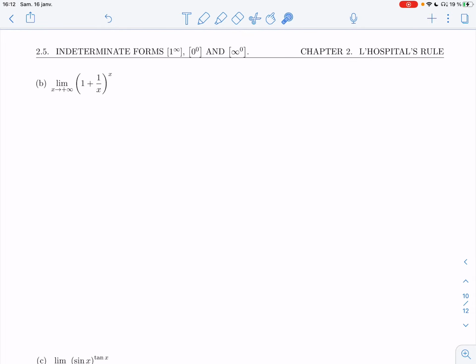Hello everyone. We're still in the section of the power indeterminate forms: 1 to the infinity, 0 to the 0, and infinity to the 0. We'll do this classic problem. What's the limit as x goes to positive infinity of (1 plus 1 over x) to the x?